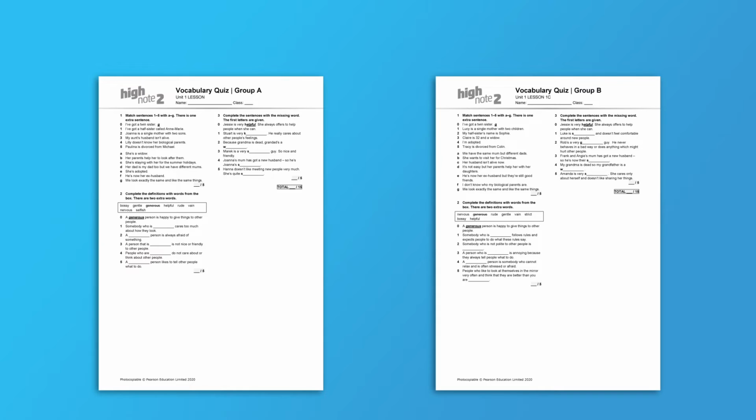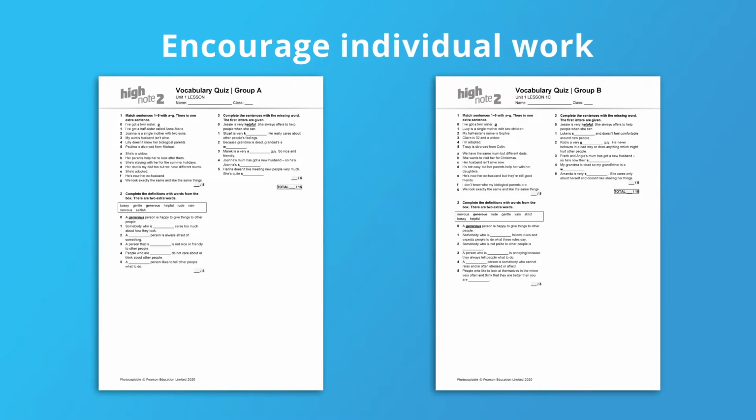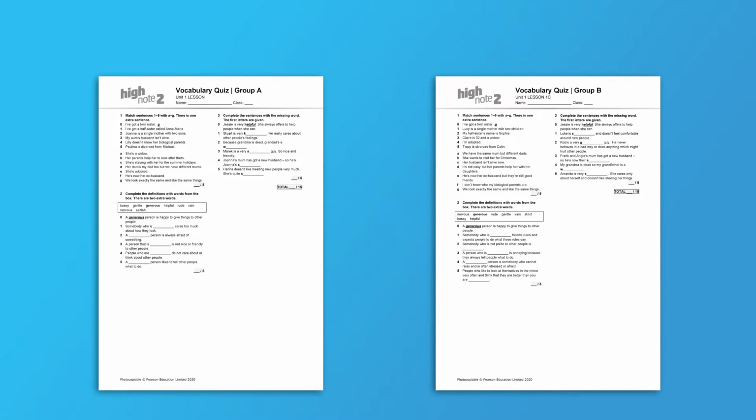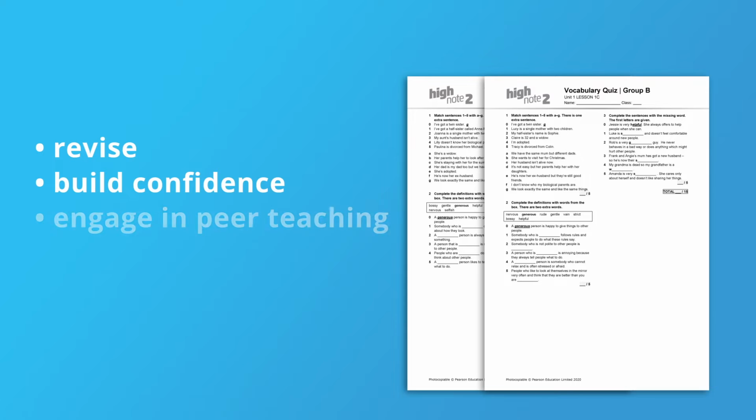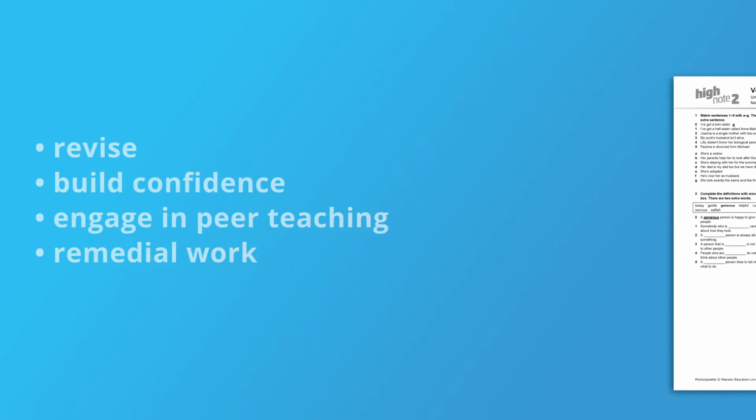The A and B versions can be used in a number of ways. They can be given at the same time to different students to encourage students to work individually, or they can be used at different stages in the course for different purposes. For example, students can complete the A version tests collaboratively in order to revise, build confidence, and engage in peer teaching before completing the B version tests under more formal conditions. The B version tests can also be used for remedial work for students who need a bit more practice.